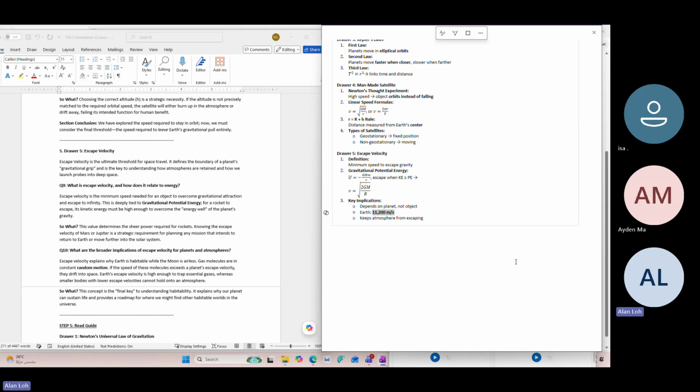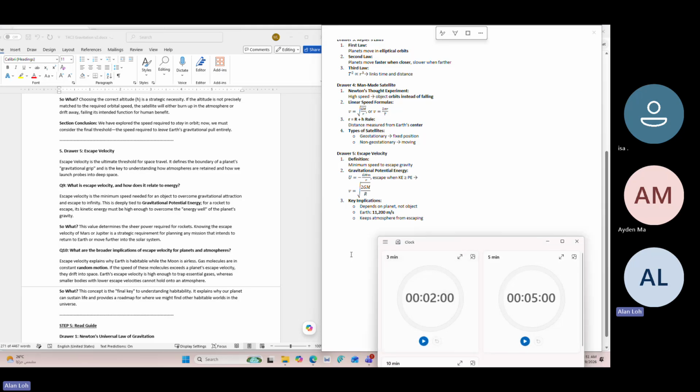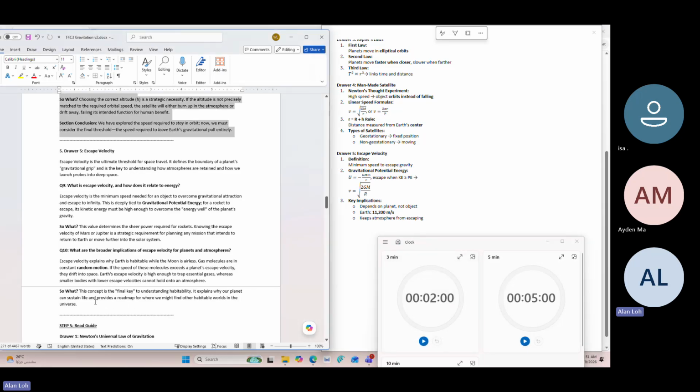I'll give you some context here. The speed of sound is 320 meters per second. And this is much more than the speed of sound. 11,000 against 300. So it's not easy to get out of the Earth. Just to put this in perspective.